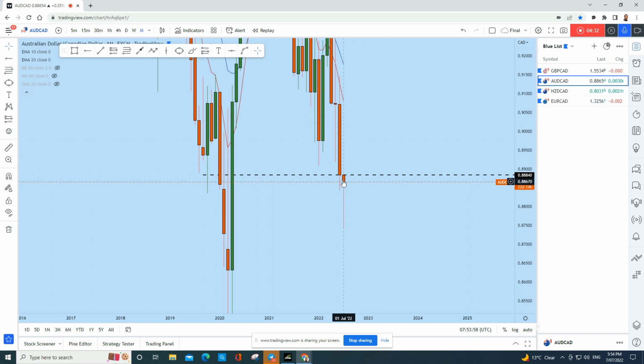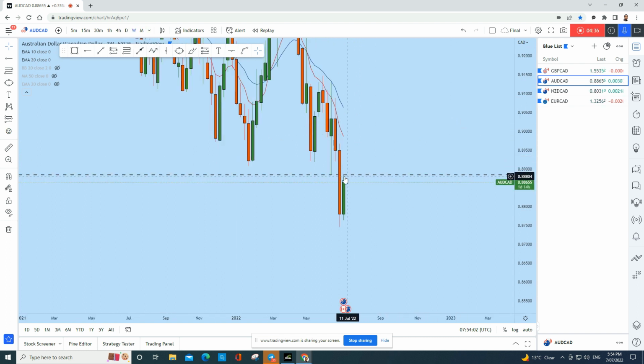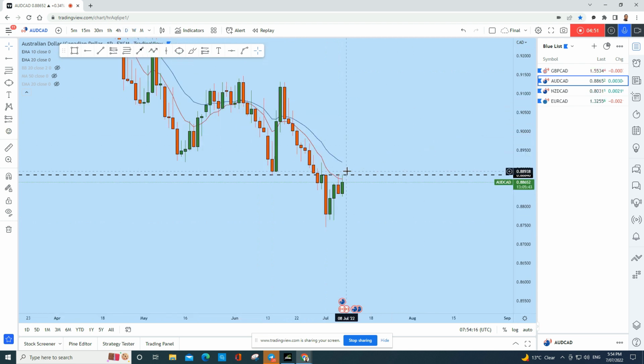Now we see that on this resistance, if you look at weekly, you see there is a long doji here on the weekly. This support now tested as a resistance with this weekly candle, and we can expect a drop as the past week is still bearish.